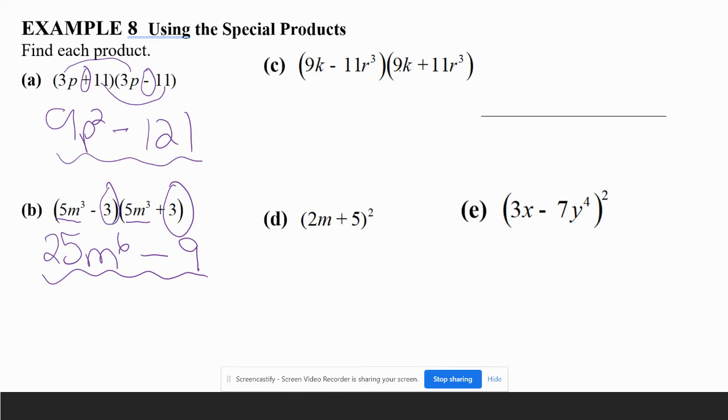Letter C, 9k, 9k, 11r cubed, 11r cubed, minus plus. Exactly the same, different signs. So 9k times 9k is 81k squared. 11r cubed times 11r cubed is 121r to the 6th. And then subtraction. So those are using the shortcuts for difference of squares.